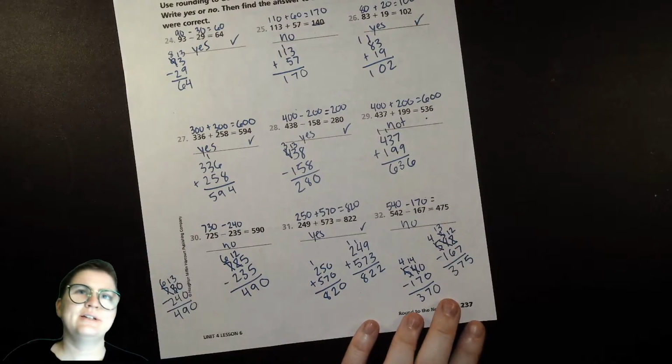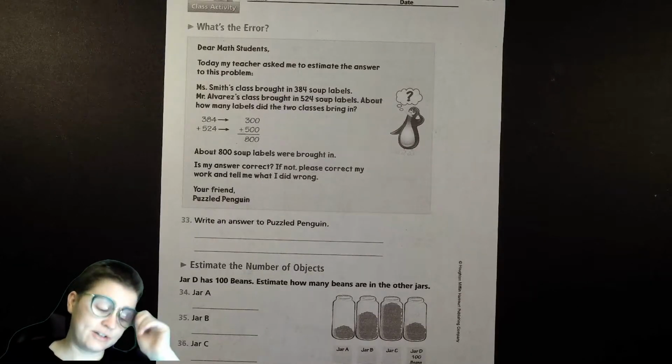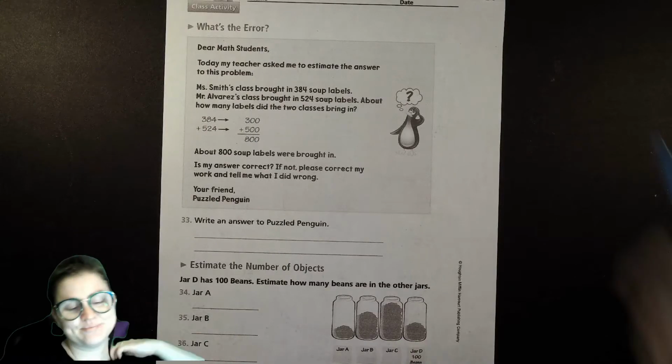Whew! It's a lot of subtraction in that one, but we did it. Good job. All right, this is the last chunk for today, so hang in there, everybody.